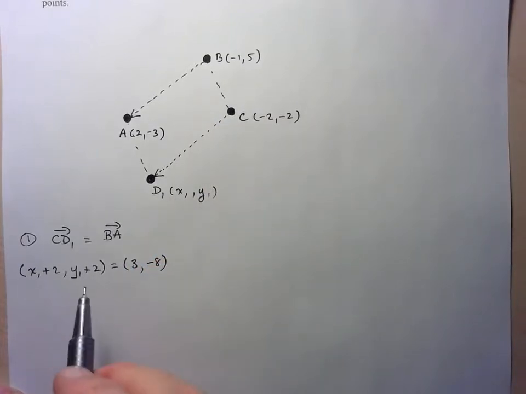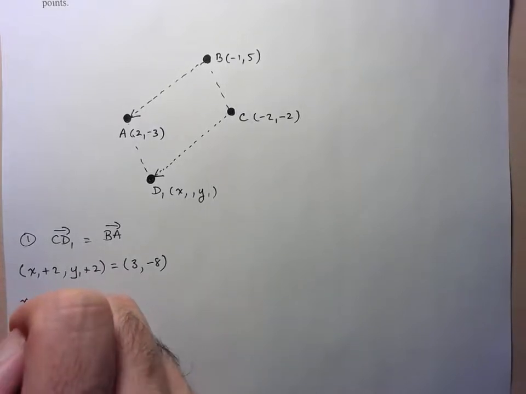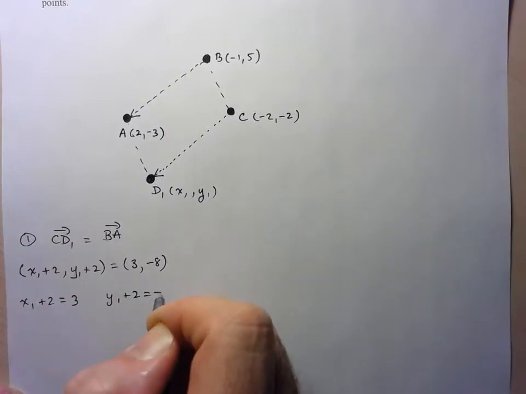Since these 2 vectors are equal, it means their x components have to be the same and their y components have to be the same. So I can just equate them. x1 plus 2 is going to have to be equal to 3, and y1 plus 2 is going to have to be equal to -8.